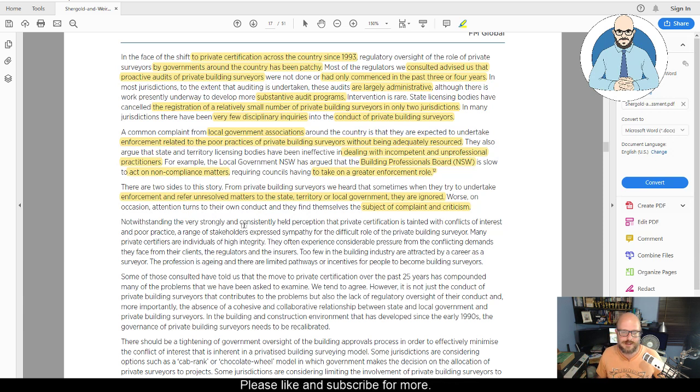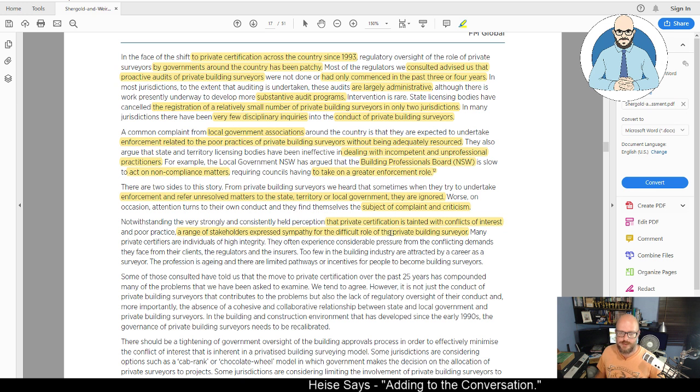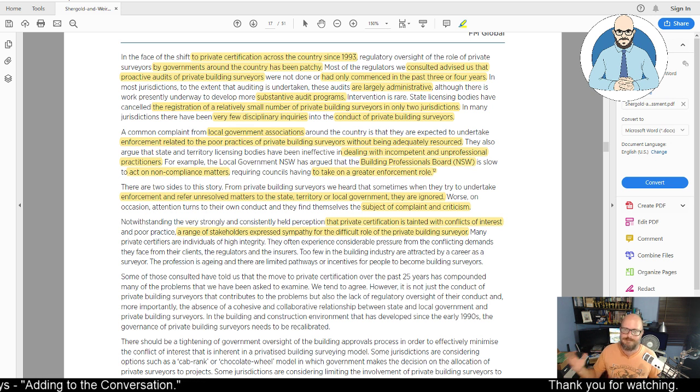Notwithstanding the very strongly and consistently held perception that private certification is tainted with conflicts of interest and poor practice, a range of stakeholders express sympathy for the difficult role of the private building surveyor. Yeah, I can appreciate exactly where they're coming from, where you've got all this responsibility that falls on your shoulder, and you also need to make sure how you're going to pay your mortgage, how you're going to keep your business going, how you're responsible for all these employees that are working for you. Are you going to rock the boat and risk all of that for something that may never get caught?